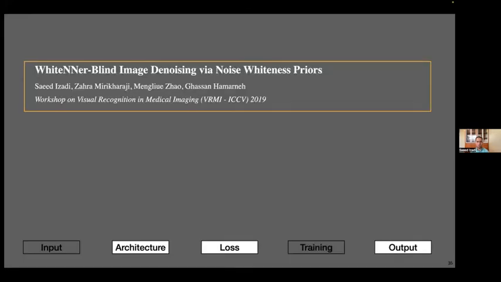The next paper focuses on self-supervised denoising with applications to confocal microscopy images. This paper has been published in the Workshop on Visual Recognition and Medical Imaging, ICCV 2019. And in this paper, there are contributions on the architecture, loss design, and the output we receive at the end of the network.